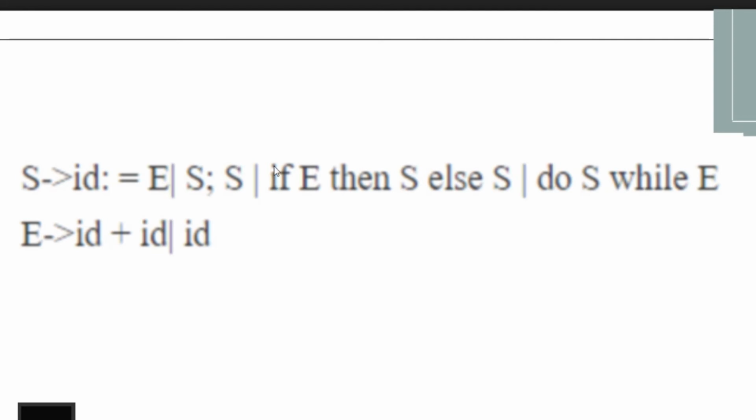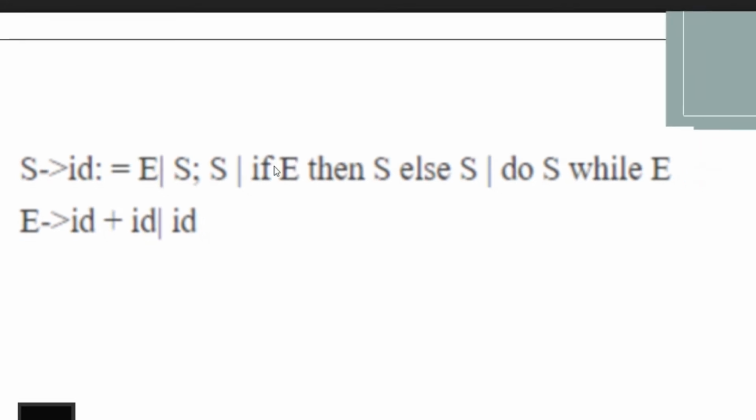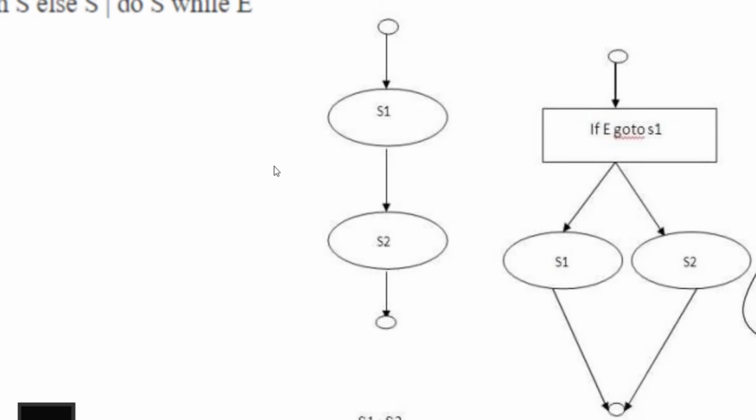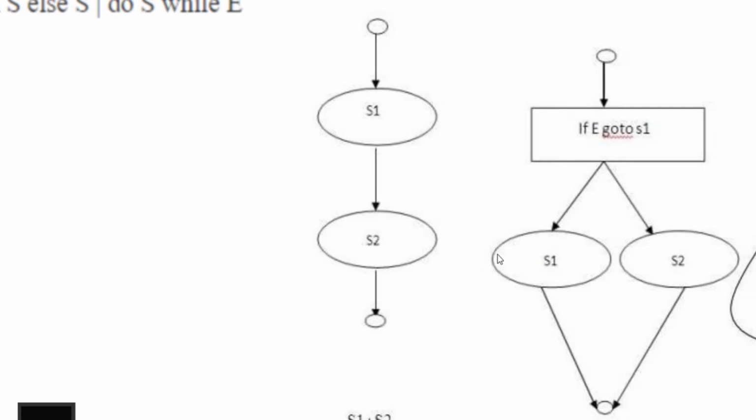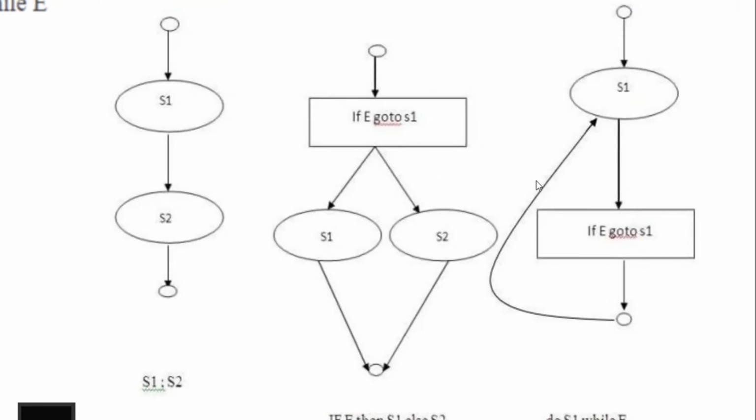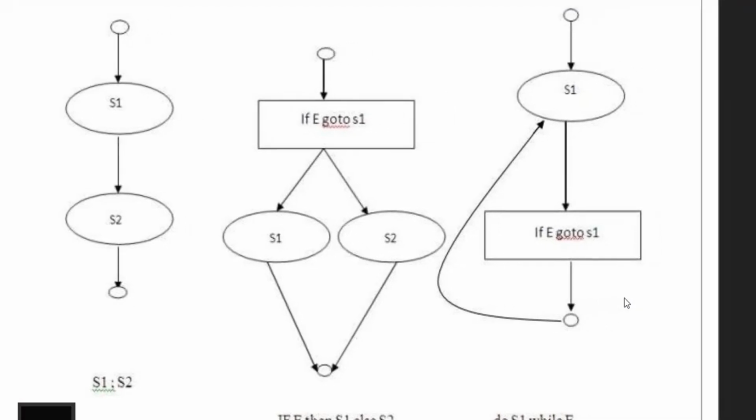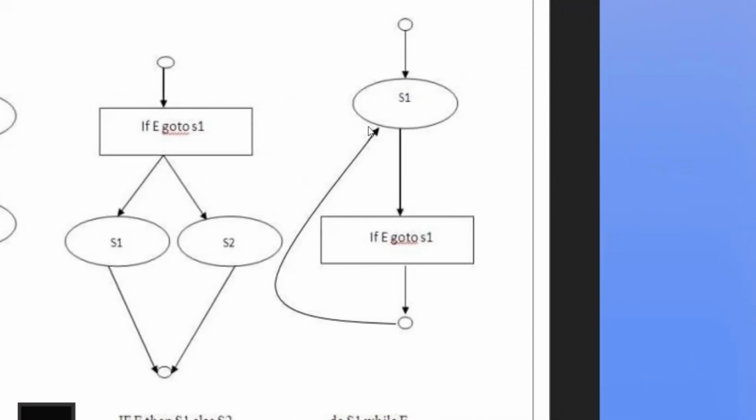Let us explore the flow graphs for it. This is for S1 ; S2. And this is for if E then S1 else S2. So if E, we will go to S1, else we will go to S2. Then this is for do S1 while E: first we will do S1, then check the condition. If E, go to S1. So this is for the do while statement.